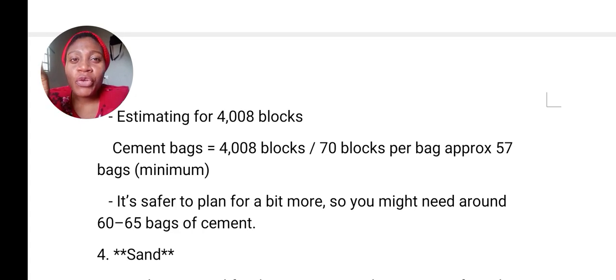So when you're buying, you buy more, because of some unforeseen things. And remember that this is just for the block. So if you are buying blocks, don't buy only this 60 to 65 I wrote here, because you will need blocks for casting. For your foundation, you will need blocks. And the foundation, I did not calculate it here because that depends on the depth of your foundation.